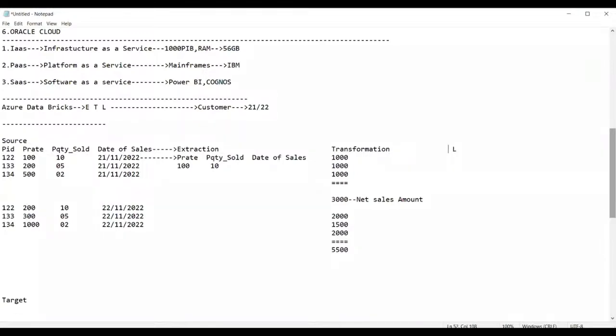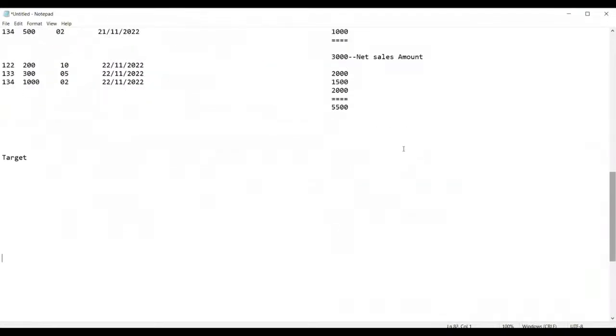It's done now. Finally, you will be loading. Where will you be loading the data, guys? Finally, you will be loading the data into the target. So how will I load the data? I will load the data like this. See here, I'm loading the data. Net sales amount, underscore sales underscore amount. Net sales amount is what, guys? 3000.